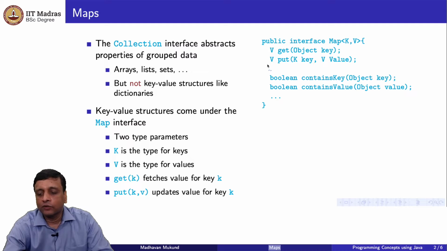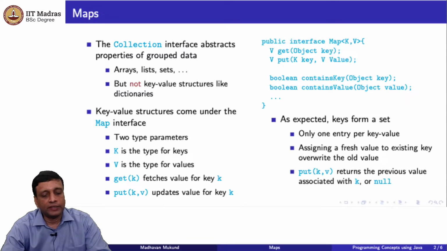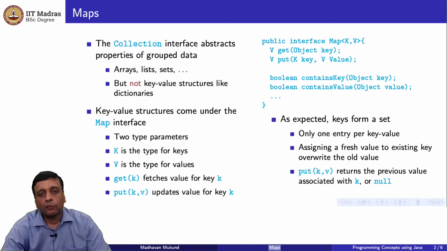Okay, so now let's get to this issue, right? So why does put return something of type V? So we all know that in a dictionary, you cannot have two entries for the same key. So the keys form, from an abstract point of view, a set. There can only be one copy of each key. You cannot have two different keys which are equal to each other. So if I now update the value at a key, the old value gets overwritten, right?